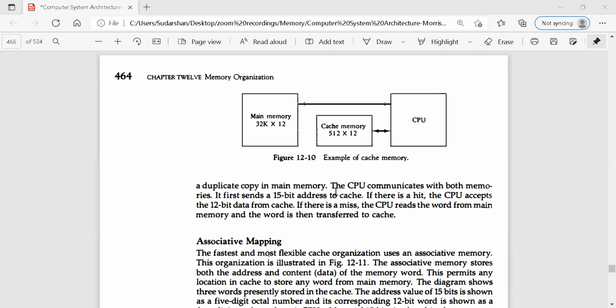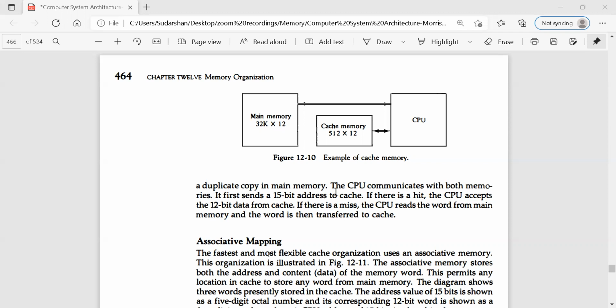In the last session, we discussed why we require cache memory, its salient features, and also the hit ratio. Let me elaborate on the hit ratio for your better understanding. Hit ratio is nothing but the percentage of times the required word by the CPU is available in cache memory.